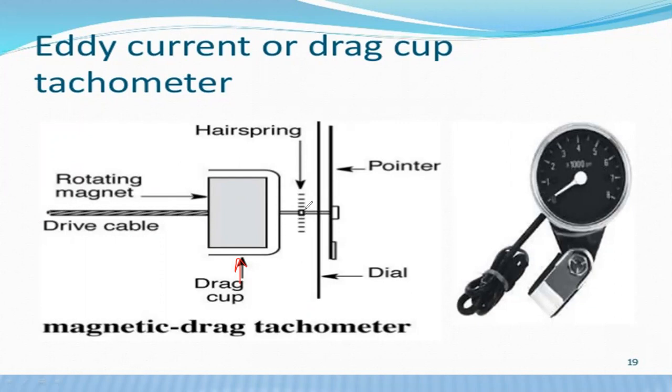The hairspring is also activated. Then the pointer is deflected. So how much the shaft speed is, it is calculated by using the dial. In that dial, we can place a calibrated scale. So we can calculate the numerical value of the shaft speed by using this dial indicator. That is the overall constructional details of the eddy current or drag cup tachometers.